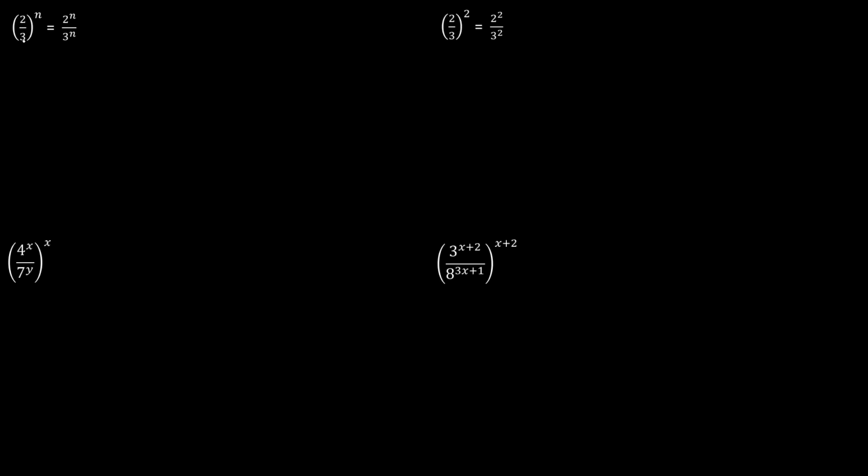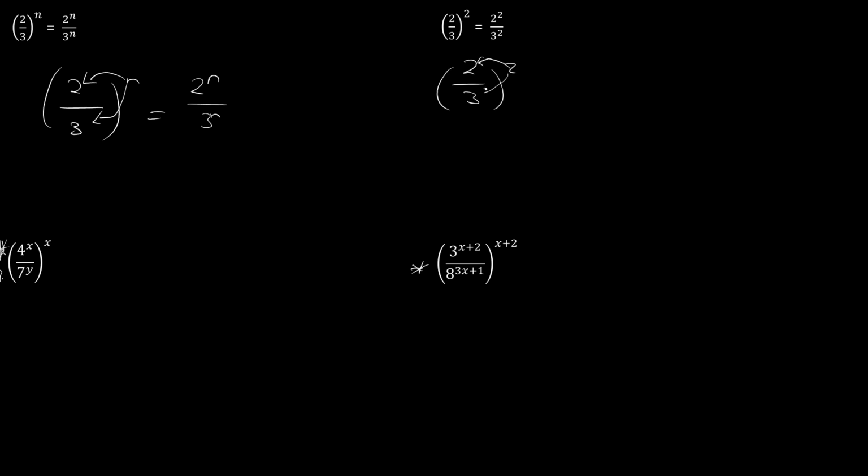Let's look at some examples. We have 2 over 3 to the power of n. Again, we are going to distribute the n. So we're going to distribute the n here, and we distribute the n right there, and we get 2 to the power of n over 3 to the power of n. Please feel free to try this one right here and this one on your own before I show you how it's supposed to be solved.